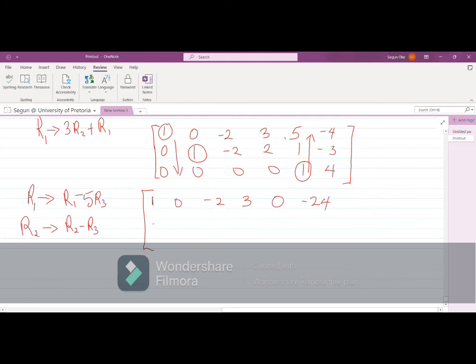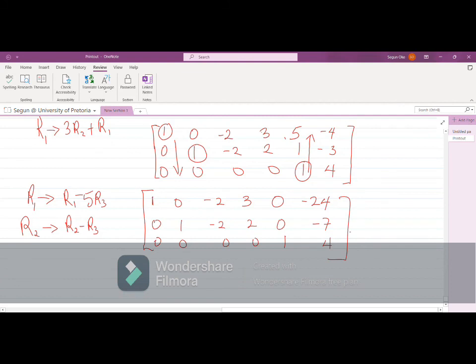R2 will now be what? 0. 1. 1 minus 2. 2. 0. Minus 7. Do you agree? Yes, sir. 0, 0, 0, 0, 1, 1.